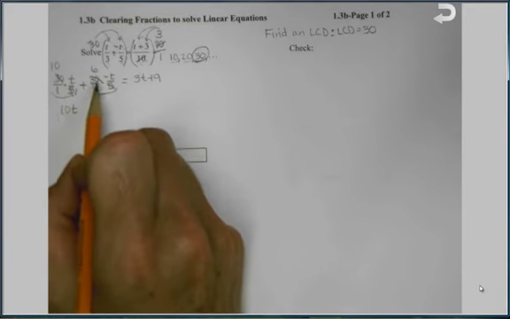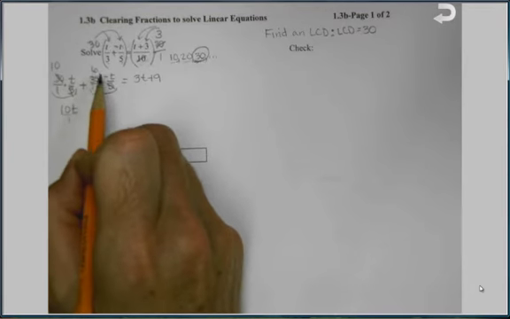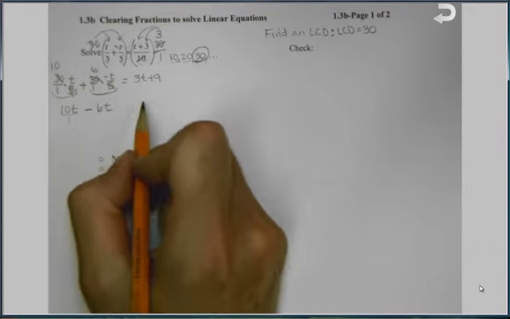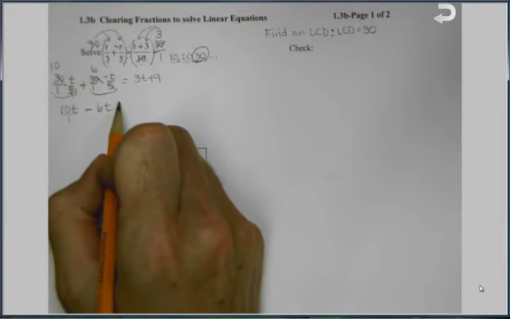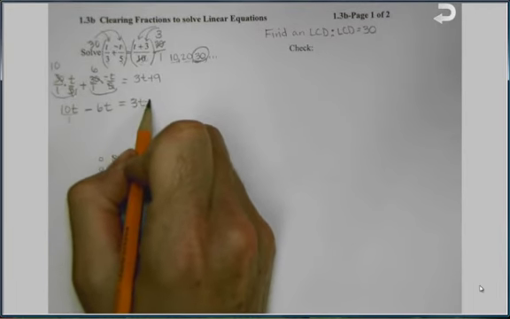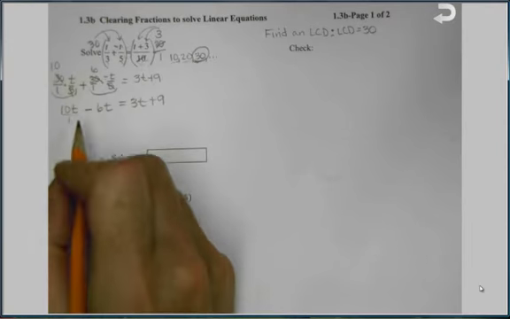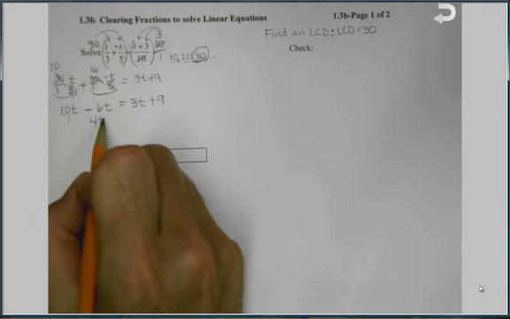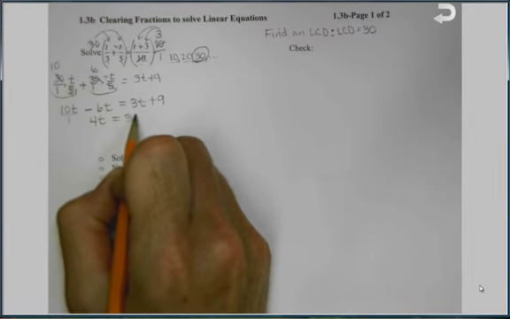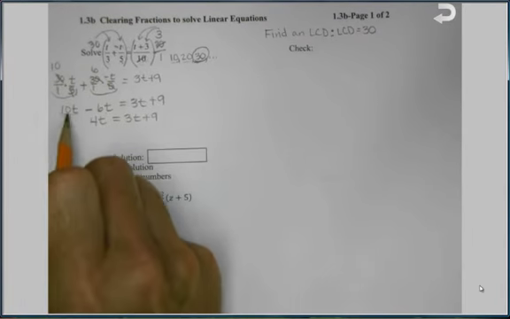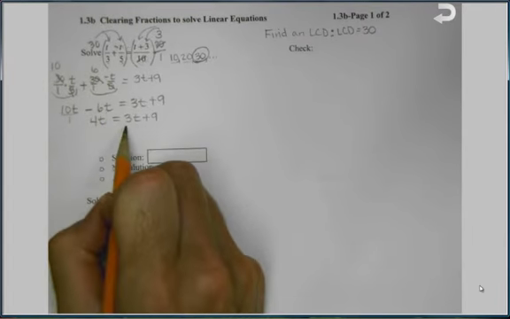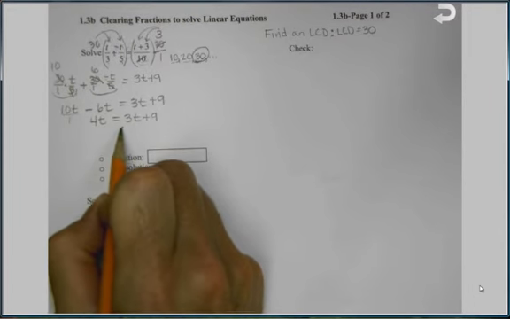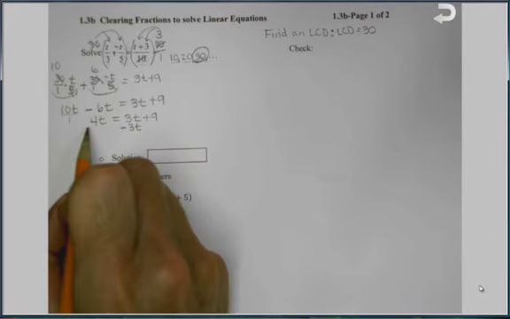And on the next term I have a plus 6 times negative t, or minus 6t. And on the right hand side I still have that 3t plus 9 that I was working with before. Now 10t minus 6t is 4t, and the 3t plus 9, I've combined like terms here. Now I'd like to move the 3t to the other side, so I'll go ahead and subtract 3t from both sides.